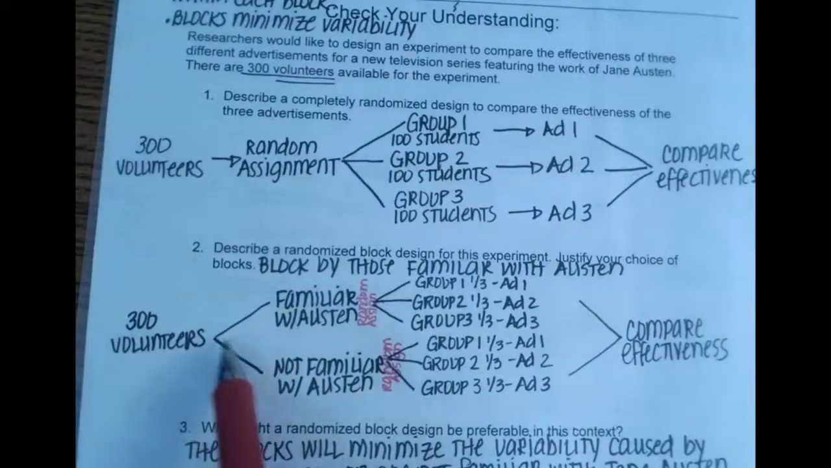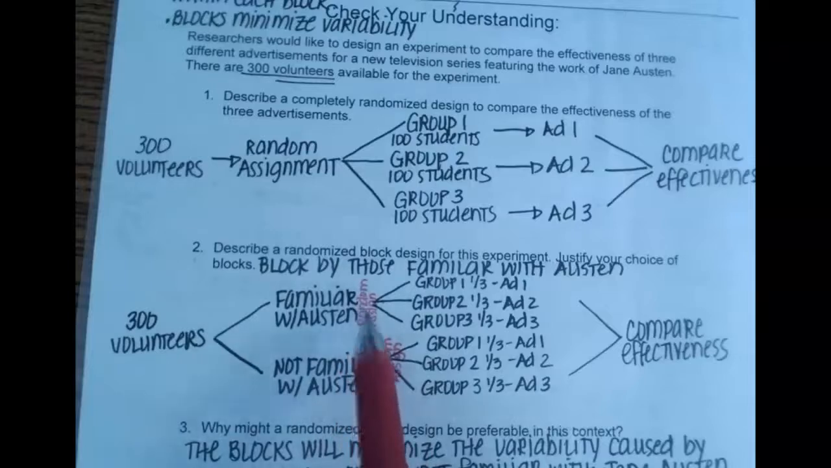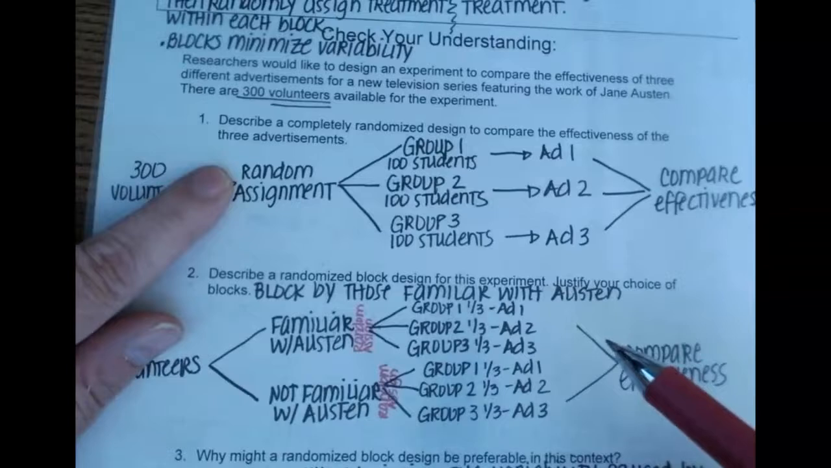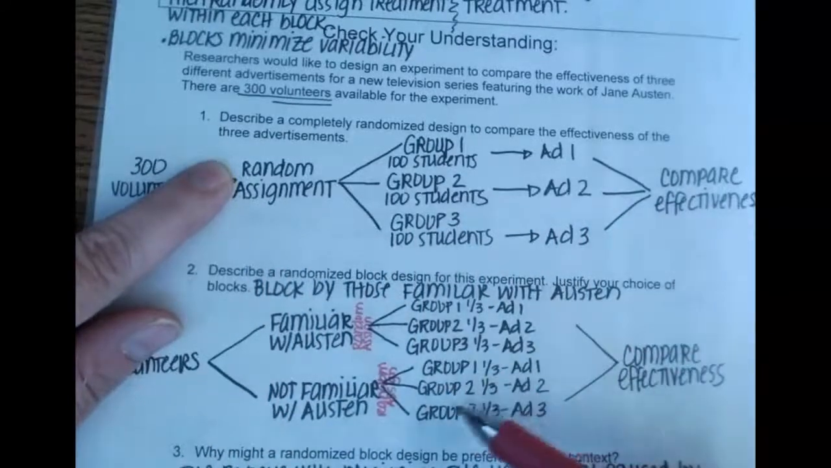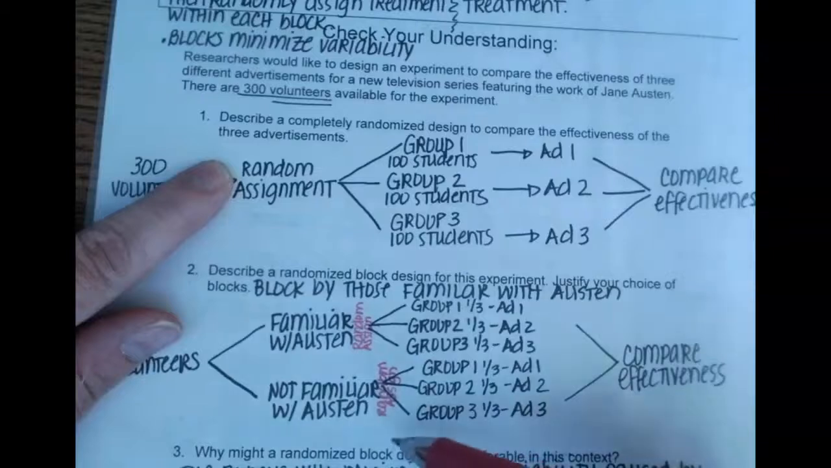So we have our 300 volunteers. You cannot randomly assign into a block, because you are in the block or you're not. So there's no random assignment here. We have familiar with Jane Austen, not familiar with Jane Austen. From your block, then you're going to randomly assign, and it turns into what we did up here. For each block, you'll notice we have this process repeated. Then we can make a comparison at the end, and we can see if people who are familiar with Jane Austen have a different response than the people who are not familiar with her.